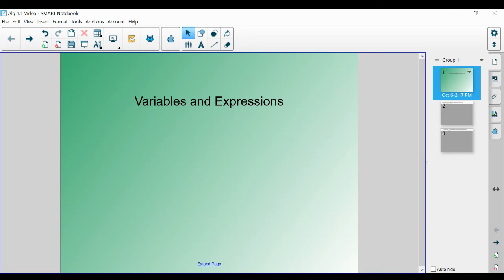All right, and welcome. So today we are going to be talking about variables and expressions. This is going to be the heart of this chapter. So please have out your guided notes and let's talk about section 1.1, variables and expressions.